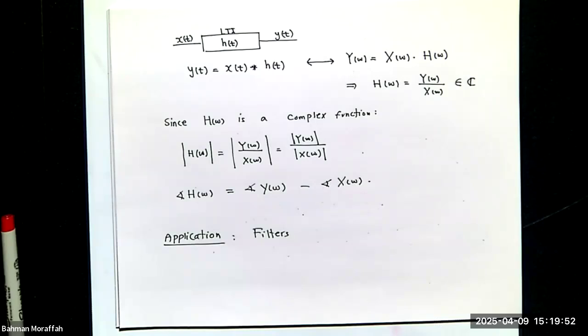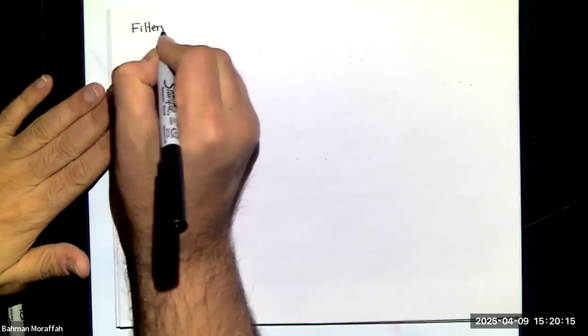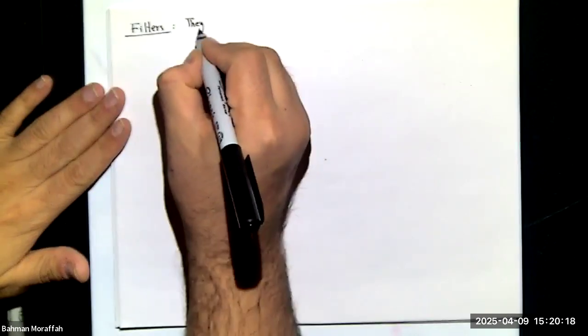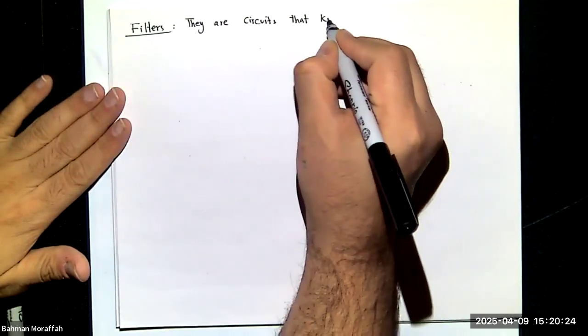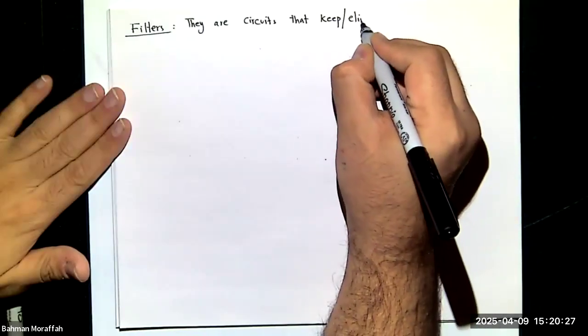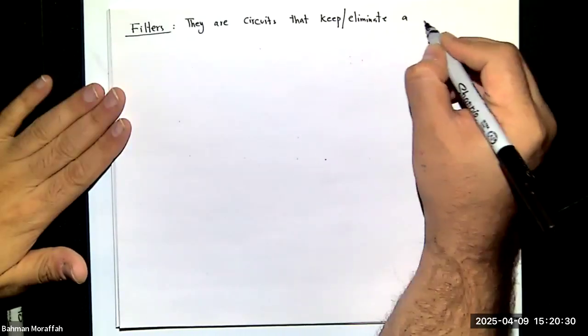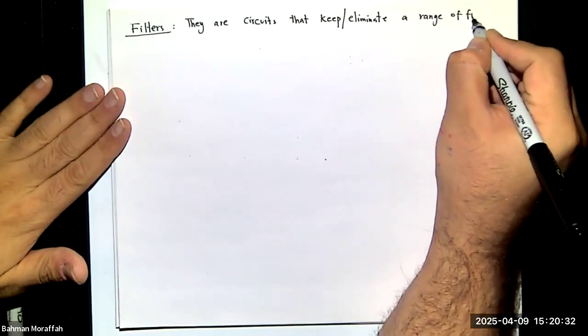Right? But the whole idea behind filters is that it's a circuit that keeps or rejects some range of frequency. Okay, so let's define. Filters. They are circuits that keep or eliminate a range of frequencies.